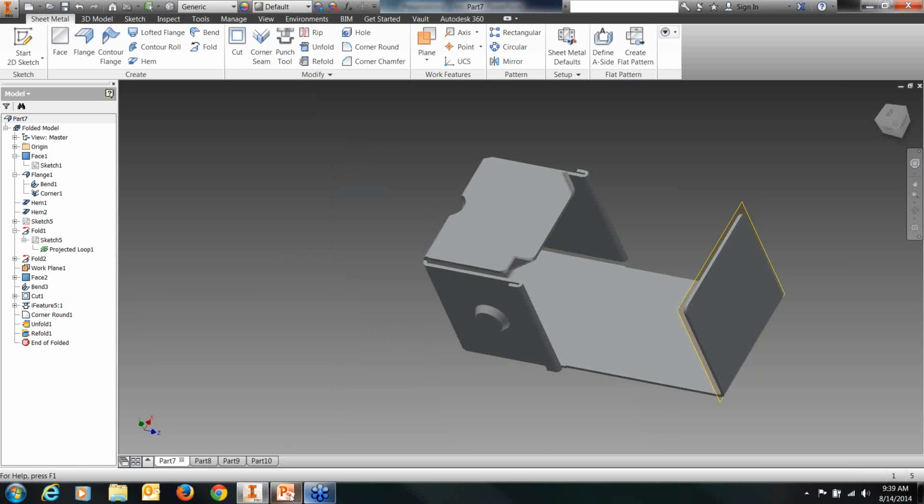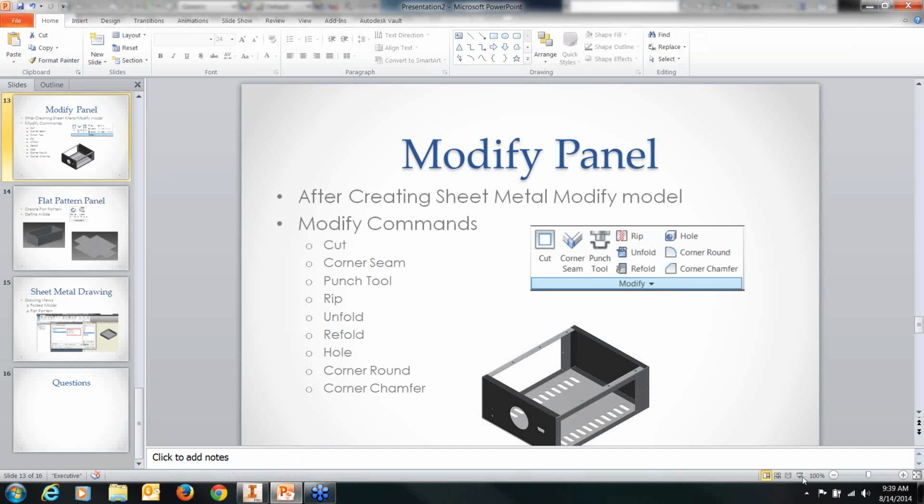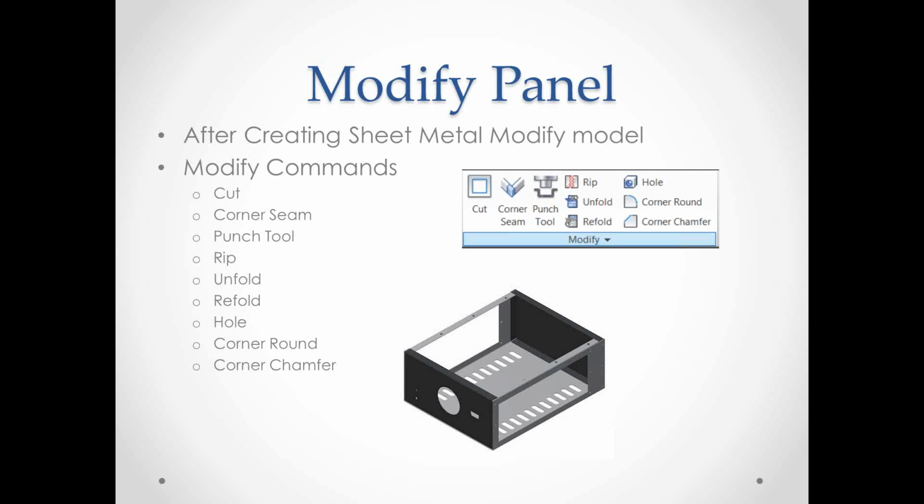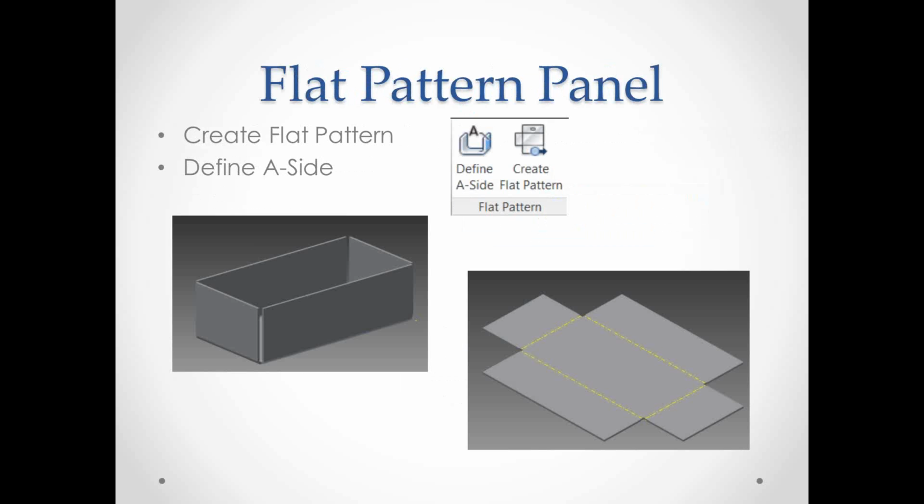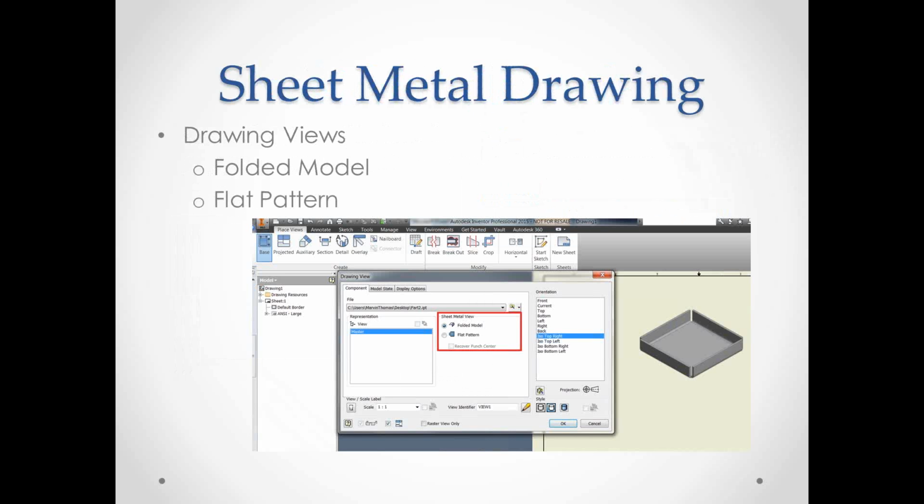Now let's go back to the PowerPoint here. We talked about the modify. Now we'll go into the flat pattern, how to create the flat pattern, and then what's available in Inventor 2015, which is the idea of defining the A side. And then we'll go into the sheet metal drawing, which shows you how to add in that folded model along with the flat pattern.